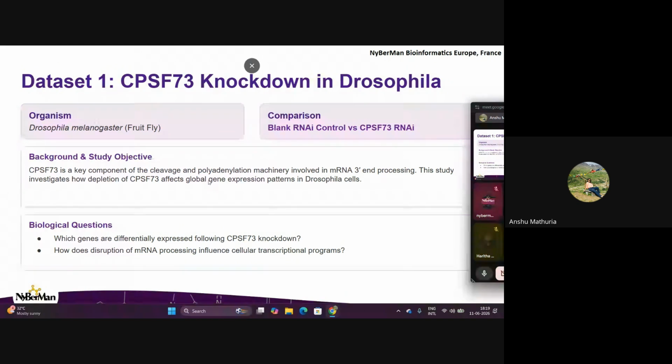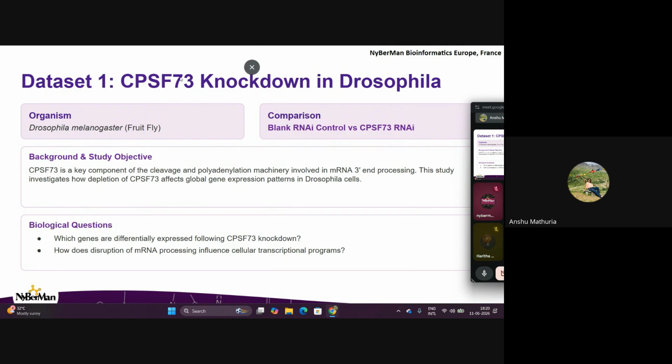This particular study aims to determine how CPSF73 depletion alters global gene expression. The main biological questions that we want to answer with data set 1 are, first, which genes become differentially expressed when we knock down CPSF73. Second, how does this disruption of mRNA processing influence the cellular transcriptional program? If you disrupt this particular process, what further pathways are going to be disrupted?